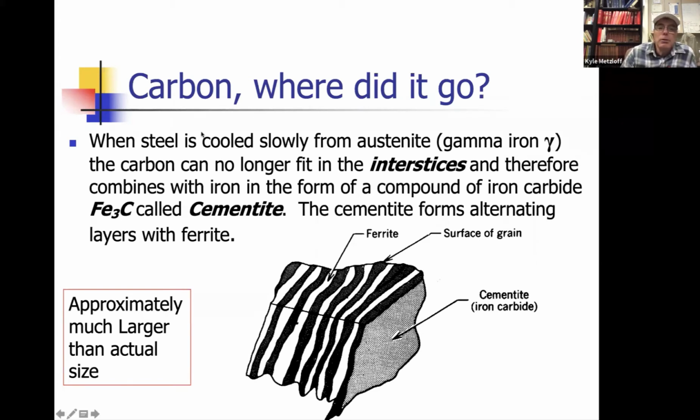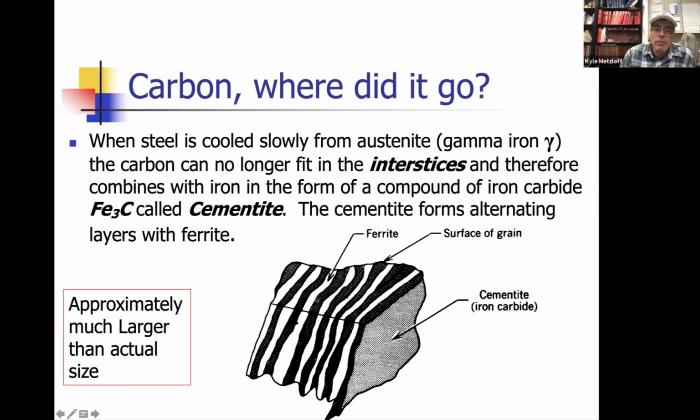So what happens is when you slowly cool the austenite to form gamma iron, carbon can't fit in the interstitial spaces, therefore it combines to form a compound. And that compound, weirdly enough, instead of just making blobs everywhere, likes to form in these plates. If you ask me why it forms in those plates, it's because somehow it lowers its energy to do that. Mother Nature doesn't do anything unless it's somehow easier to do it. Mother Nature's lazy, okay?